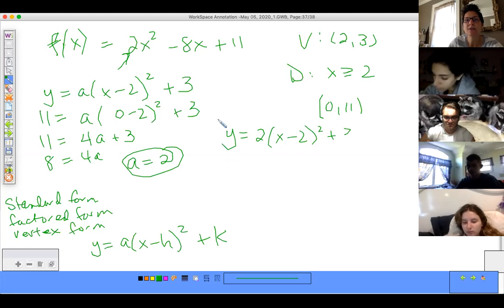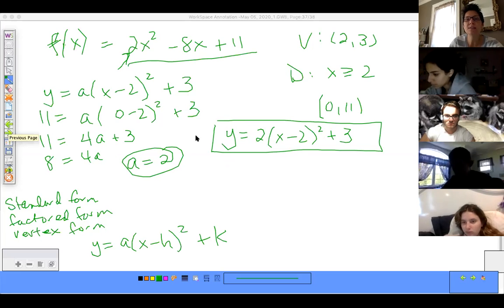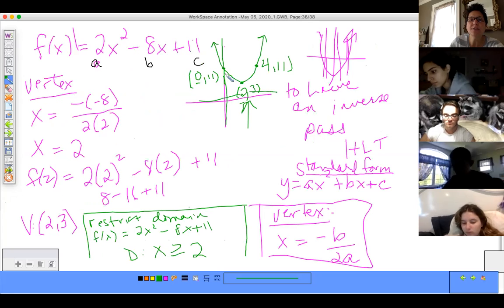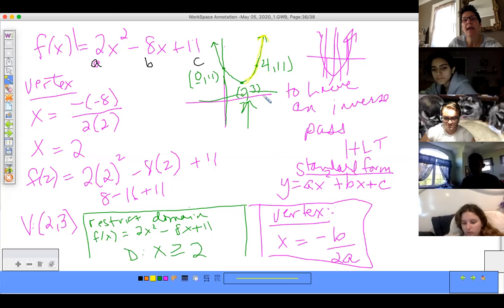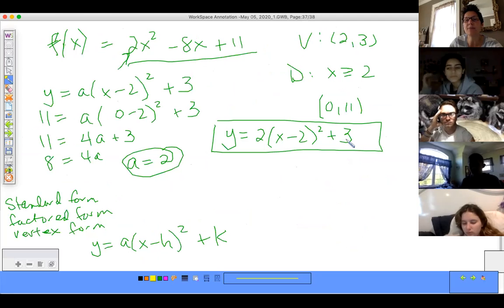plus 3. So this function right here is the same thing as this function. It's just in a different form, right? And remember, our goal was to find out what the inverse is because we restricted the domain. So we're only interested in this part of the graph right here. This guy in yellow, it's the right half of the parabola that was decided on, and we want to find out what his inverse was. So one of the ways for us to find out what his inverse is, first of all, we have to put it into vertex form.